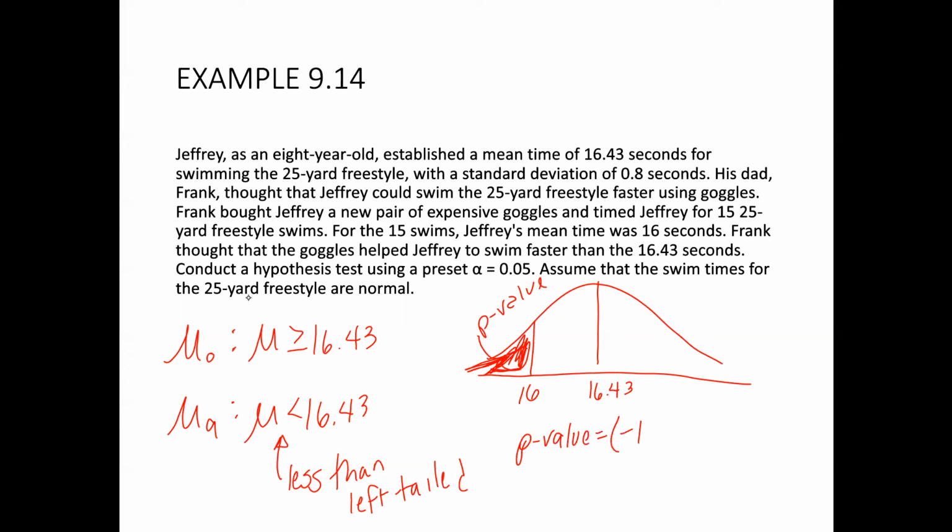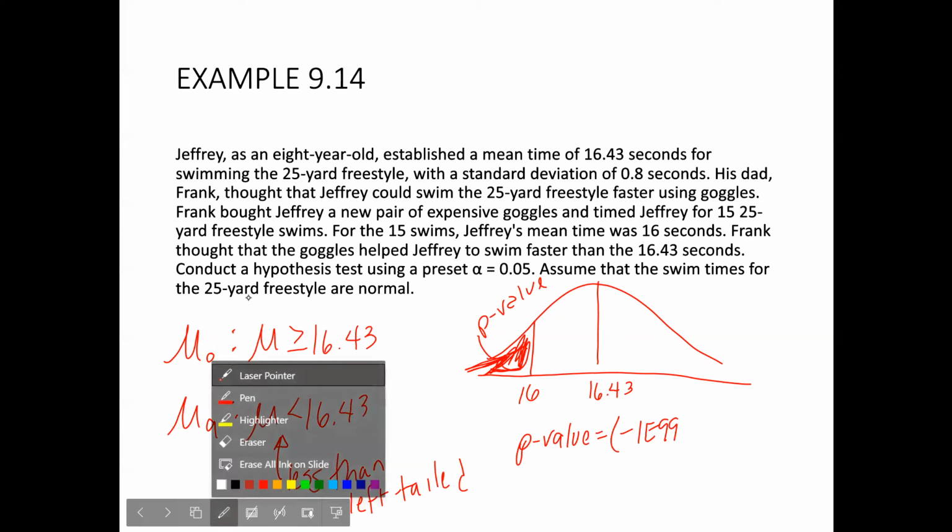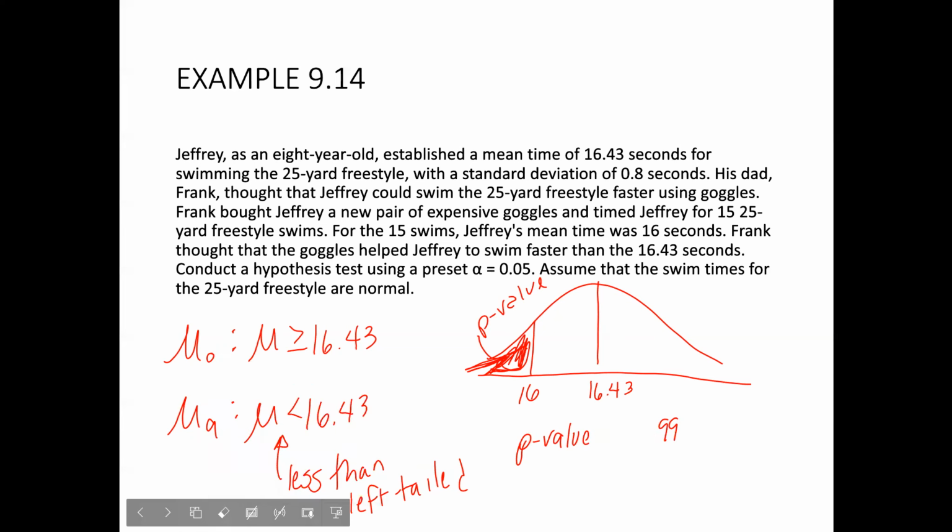Oops. Sorry about that, folks. Let me erase. I need to put a normal distribution in there. So it is going to be a normal distribution with a lower limit of negative infinity, an upper limit of 16, with a mean of 16.43. And the standard deviation that we are going to use is the standard error.